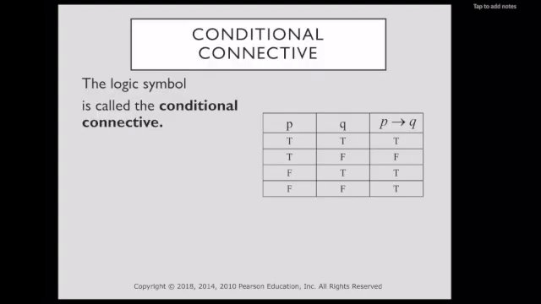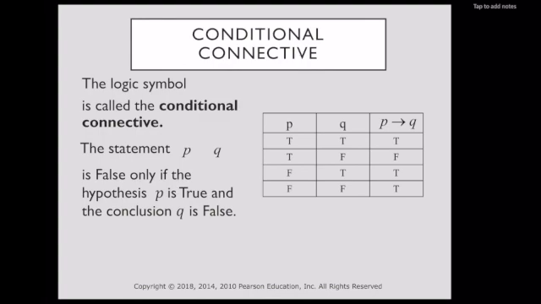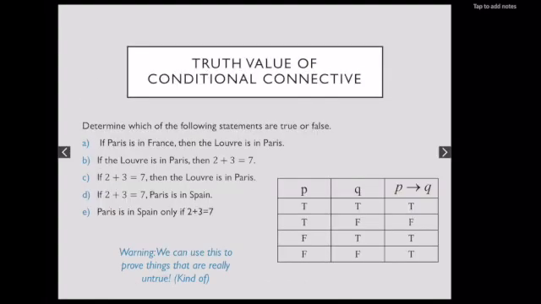Remember, we call this implication symbol the conditional connective. P implies Q is false only if the hypothesis is true and the conclusion is false. This is the only time it's false, where our hypothesis is true and our conclusion is false. Otherwise, it is true all of the time. So let's determine if the following statements are true or false. And some of these won't make sense, but that's okay.